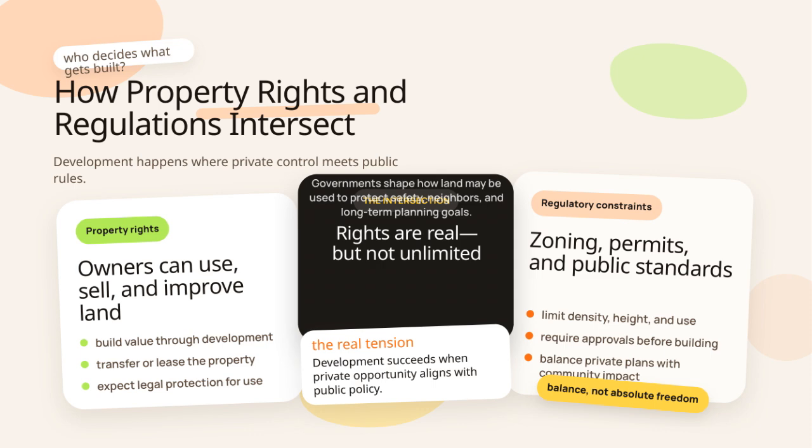The key point here is that rights are real, but not unlimited. Governments use regulations to protect safety, neighbors, and long-term planning goals. The real tension lies in finding a balance between private opportunity and public policy. Development succeeds when these two align, where private control meets public rules. Ultimately, it raises important questions about who decides what gets built and how property rights and regulations intersect.